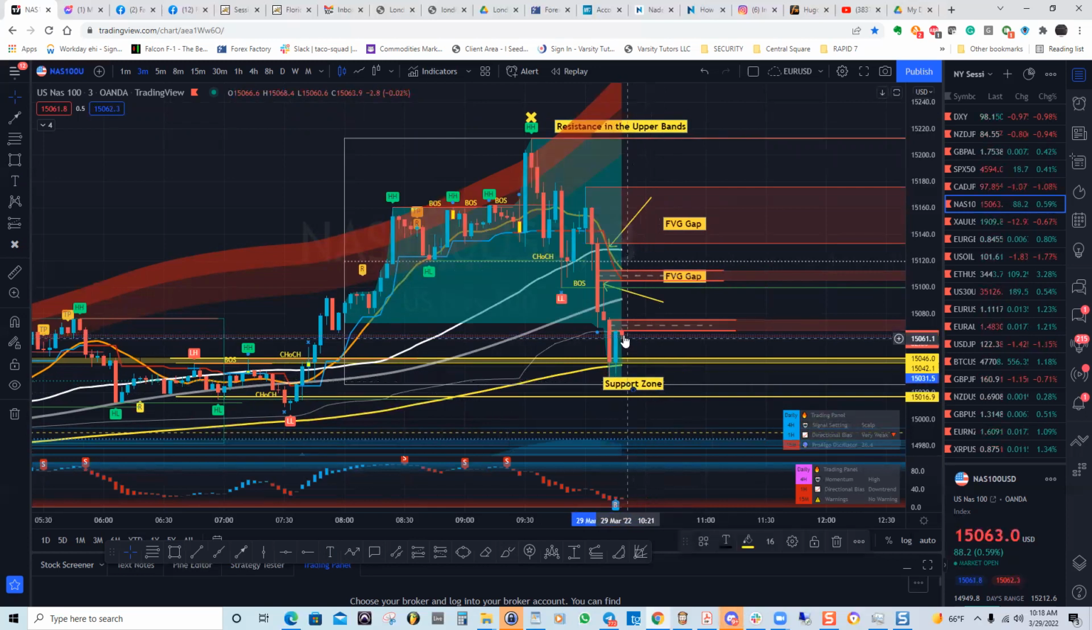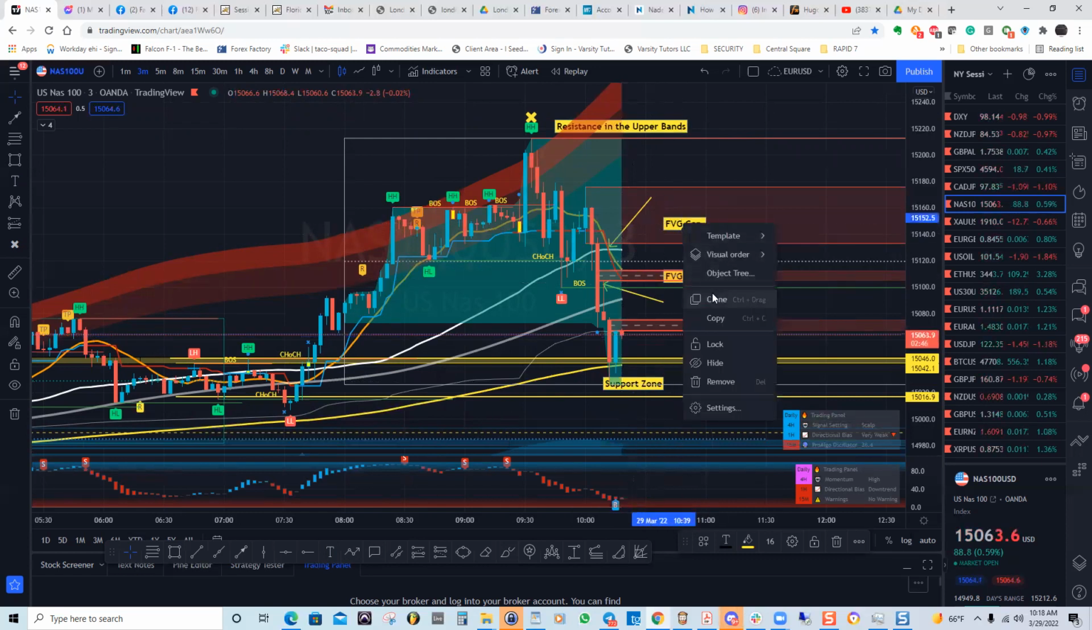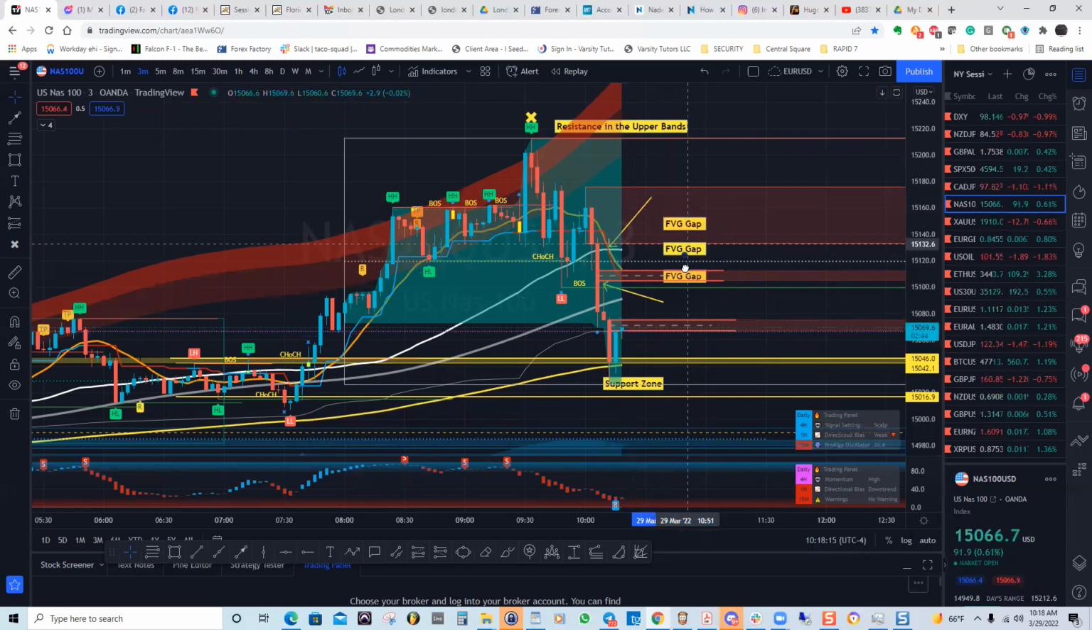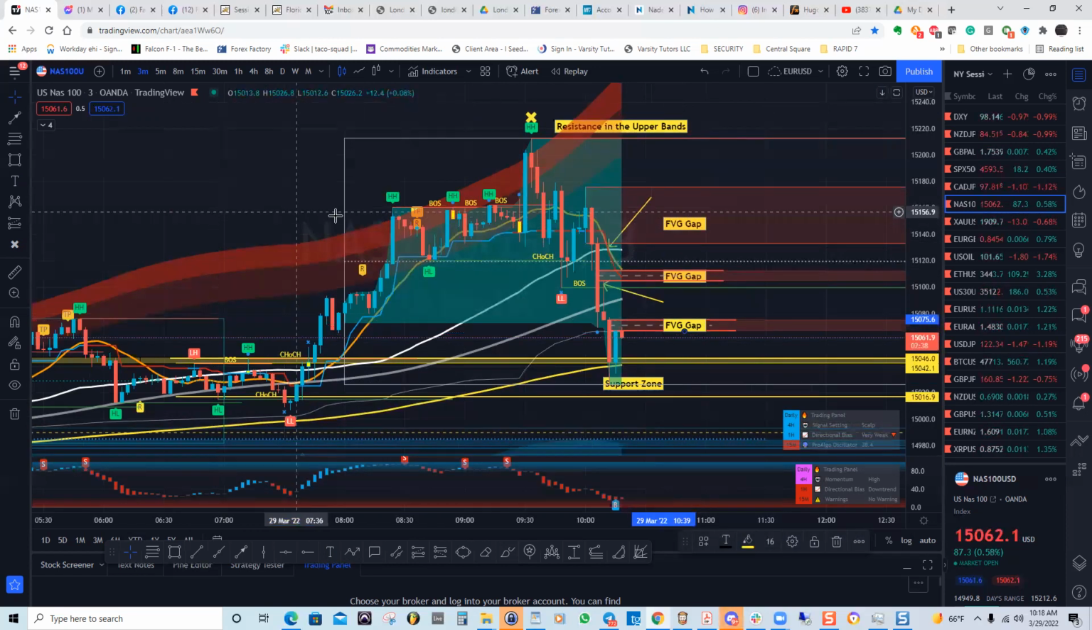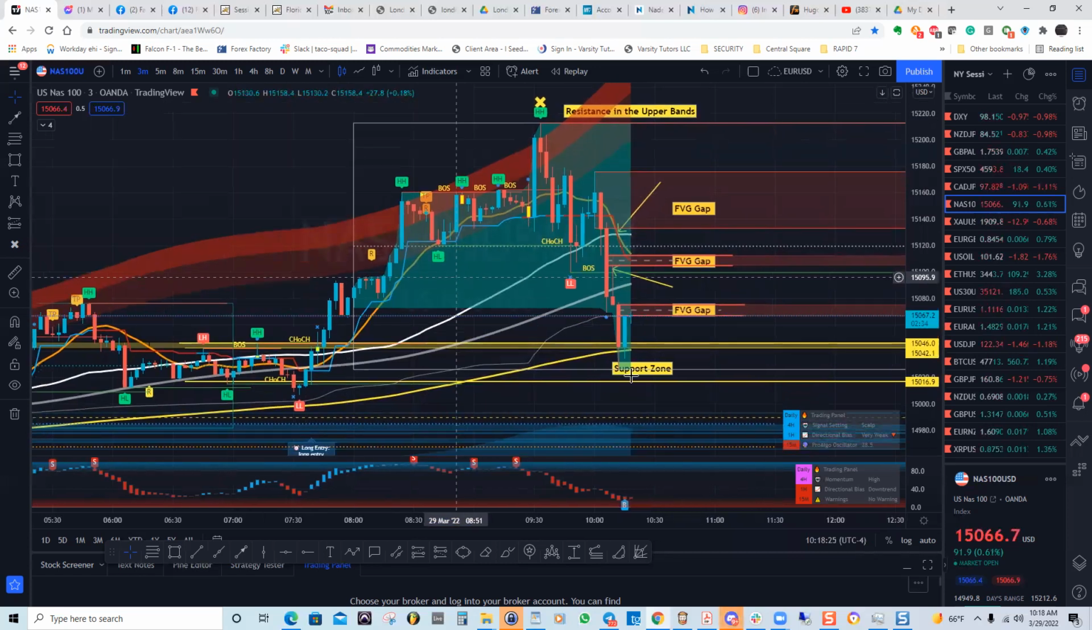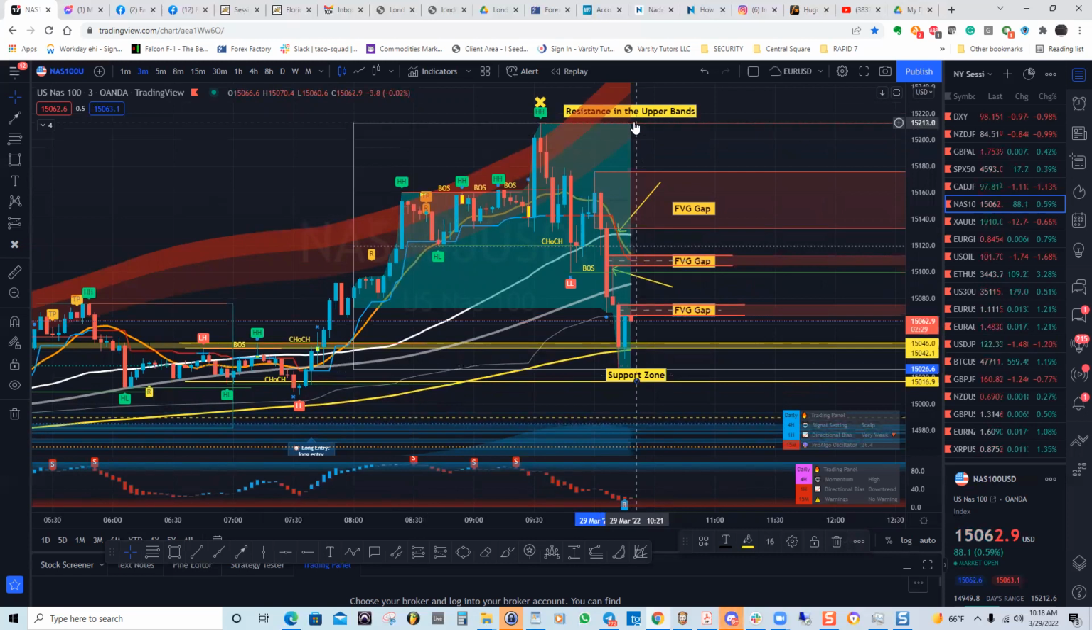Now you see that this created a little FVG gap right here, a small one, a little baby one. So we can clone down here and see how long that will last. Now I'm on a 3-minute time frame, so this is a scalping procedure of how you would do this. So this created a little support zone down here. We can see that we have resistance in the upper bands up here.